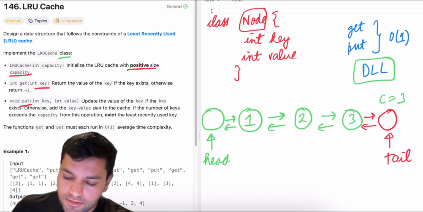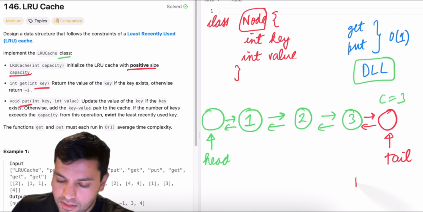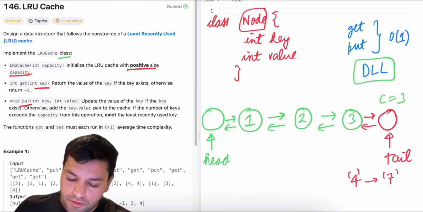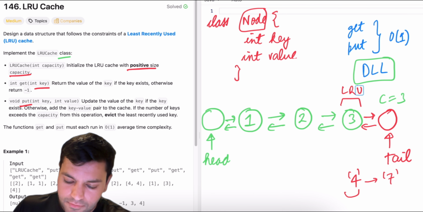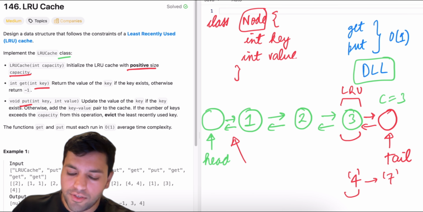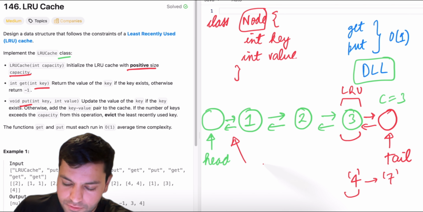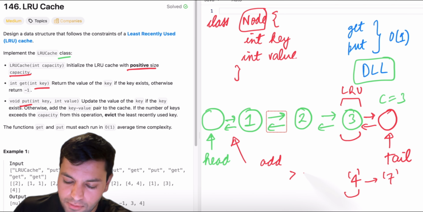Now let's say we want to add a new key value pair. So the key is 4 and value can be anything, let's say 7. So now what is going to happen, we have to remove this least recently used element and add this key at the front of the cache. So here we can simply do our add operation first, and then we can check if the capacity exceeds the given capacity, and then we can do a remove operation.